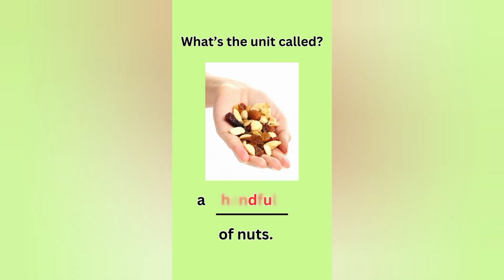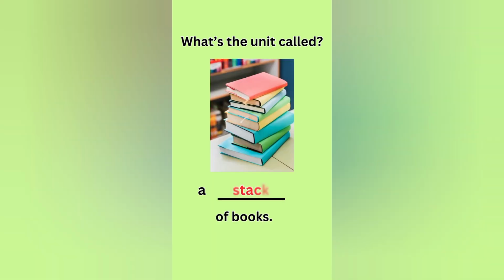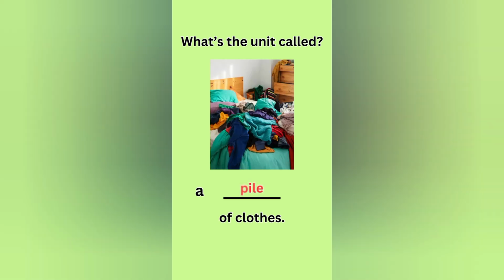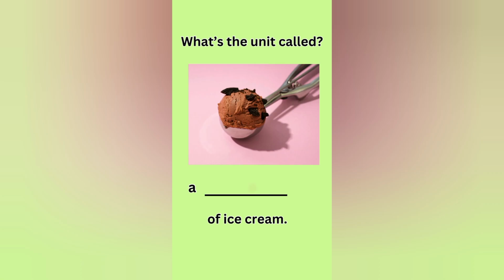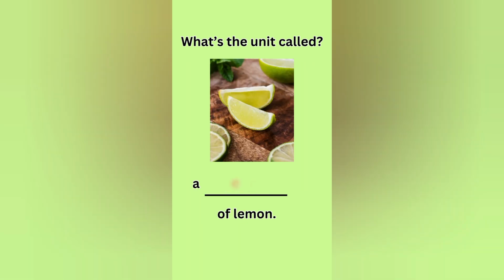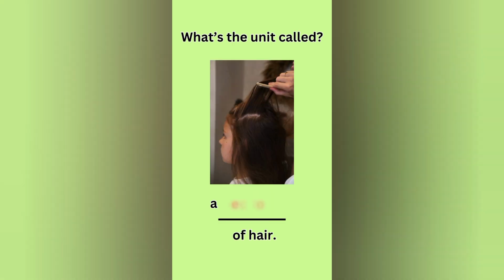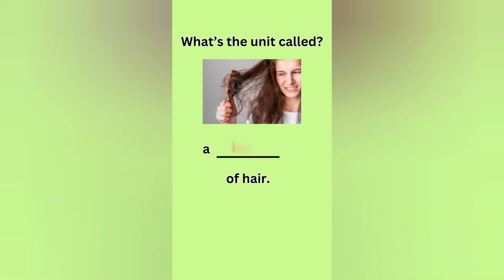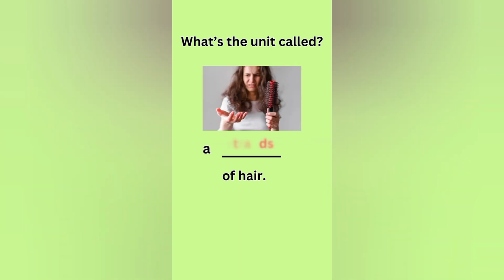What's the unit called? A handful of nuts. What's the unit called? A stack of books. What's the unit called? A pile of clothes. What's the unit called? A scoop of ice cream. What's the unit called? A wedge of lemon. What's the unit called? A section of hair. What's the unit called? A lock of hair. What's the unit called? A strand of hair.